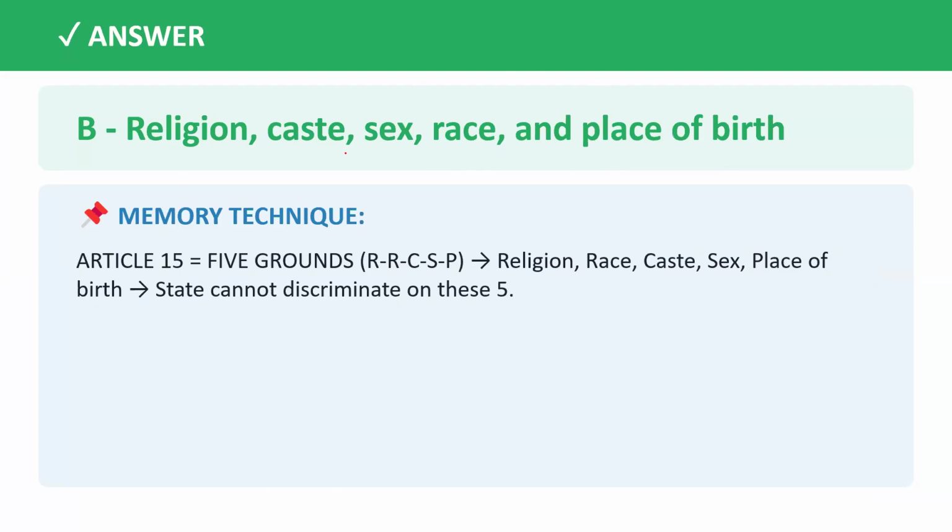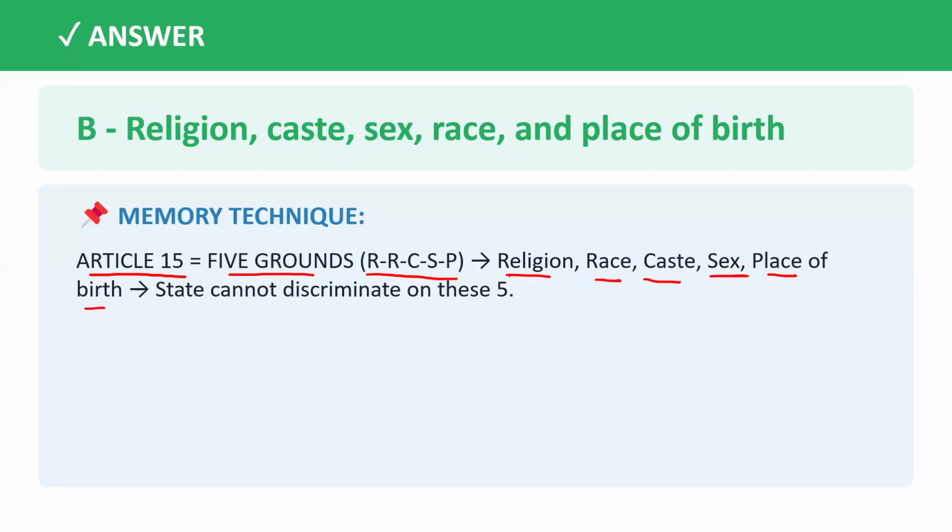Discrimination on these things is included in Article 15. So Article 15 has five grounds. You can try to remember using the code RRCSP. So religion, race, caste, sex, and place of birth. On these things, the state cannot discriminate.